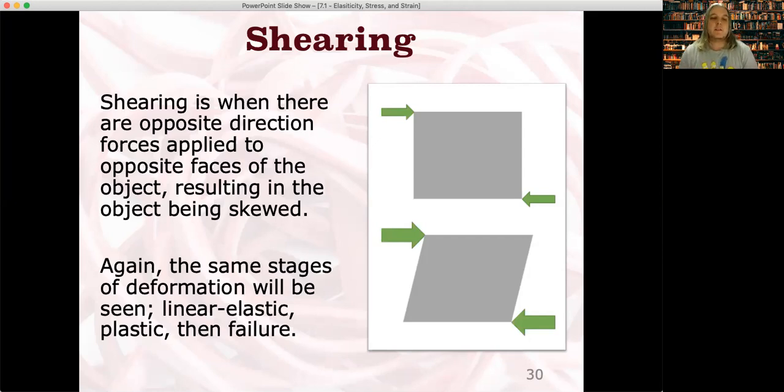So the stages are the same as we saw for the other deformations: linear, elastic, plastic, and then failure. Same thing's going to happen. But now we're getting this deformation in a very different sense. It's not just changing one of those lengths of the object, it's actually changing the shape, the angles involved in that shape. It's changing the structure itself.